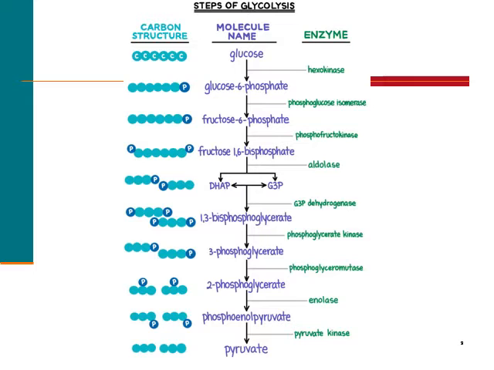As you can see, glucose which had been derived from food after digestion is converted into pyruvate through a series of biochemical reactions, and we will see step by step of this pathway in the later slides.